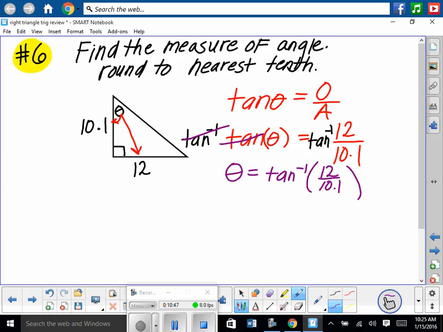What'd you get? 49. Theta is equal to 49.9 degrees. And we just found theta. We're done. That's all you have to do. Now you're not always going to use tangent. What if we were given opposite and hypotenuse? We would have used sine. What if we would have been given the adjacent and the hypotenuse? Cosine. So you all understand you have to set up a correct trig ratio.